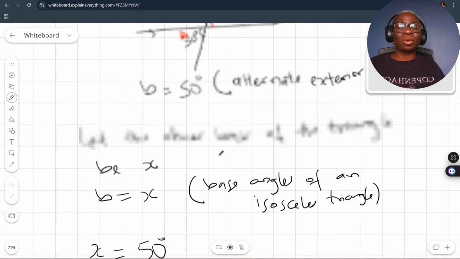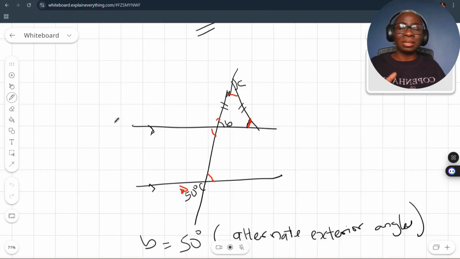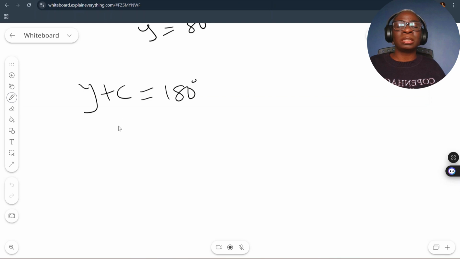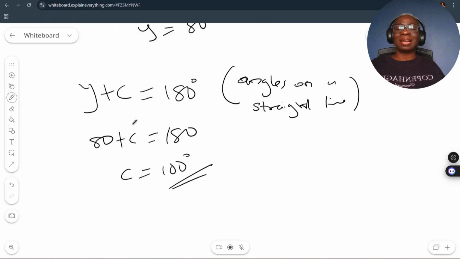So if y is equal to 80 degrees, then y plus C will be equal to 180 degrees. That will be sum of angles on a straight line. That is why you need to label the other angles yourself, so that it will be easy for you to make reference to them. So we say y plus C equals 180 degrees, angles on a straight line, so that 80 plus C equals 180, and then C will be equal to 100 degrees, and that is it.